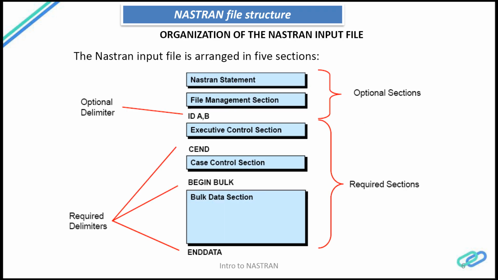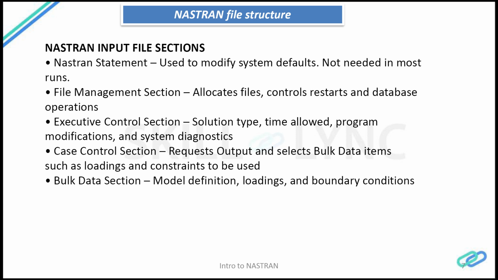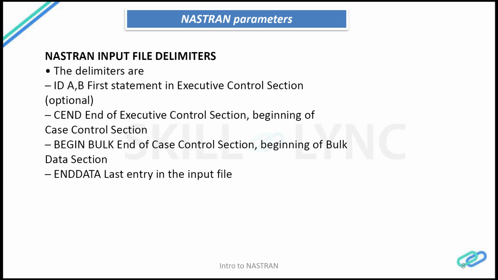So we have seen so far that the NASTRAN BDF file, which is the NASTRAN input file, has five different sections, which are the NASTRAN statement, file management section, executive control section, case control, and bulk data section. Now we'll be moving to something called delimiters. Delimiters are small commands that indicate the ending of one section and the starting of the other section.